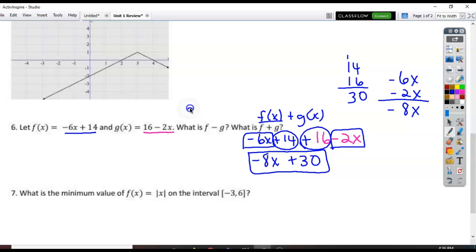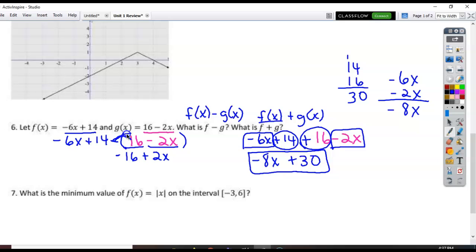Okay, we did this in class, but just in case you didn't get it, or maybe something happened during it, let's go ahead and do that subtraction on number 6. You take a negative 6x plus 14 minus, remember, anytime you have a subtraction, you want to put your second function in parentheses. So I put 16 minus 2x right there. What that minus sign outside the parentheses does is change everybody's sign that's inside the parentheses. So this is a positive 16, so it becomes a negative 16. This is a negative 2x, it's a positive 2x.